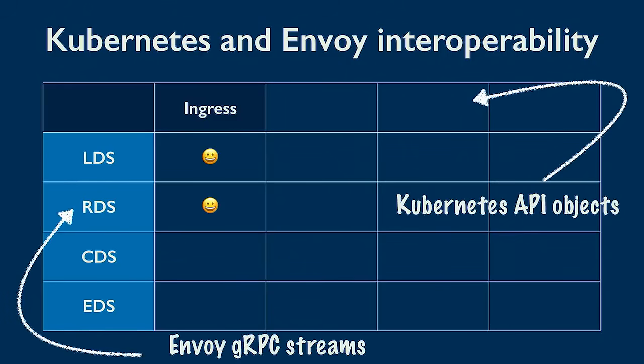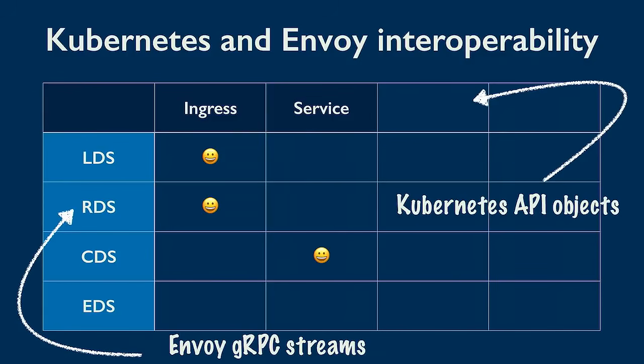For example, ingress objects in Kubernetes map directly to listeners and routes. LDS stands for Listener Discovery Service. That's just the name that gRPC gives it. So ingress matches to listeners for what host and port, and routes for the actual route configuration.